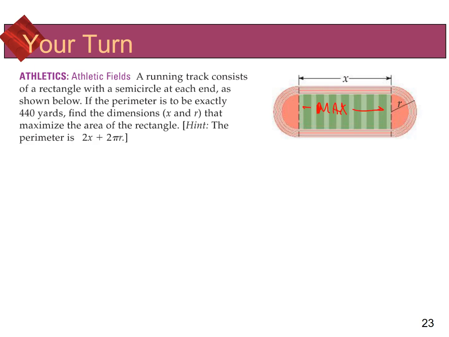I could do the problem where I'm maximizing the total area, but that would involve a slightly more difficult function to work with, and that's why they're probably only telling you to maximize the rectangle part. Now, they do tell us about the perimeter. What they mean by the perimeter is including the circular part. So all this around here is the perimeter.